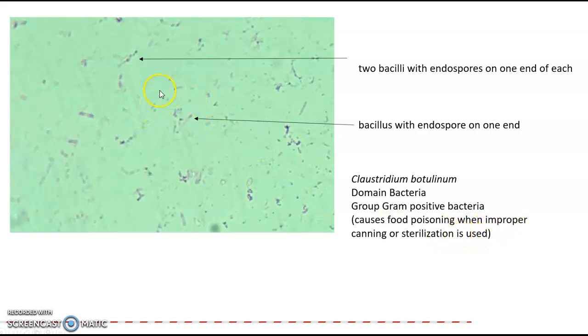So these are two with endospores on the end. Here's one bacillus with an endospore and another bacillus with an endospore. Here's a bacillus with an endospore. So this is Clostridium botulinum in the domain bacteria. You just need to know that it's purple, so it's gram-positive.